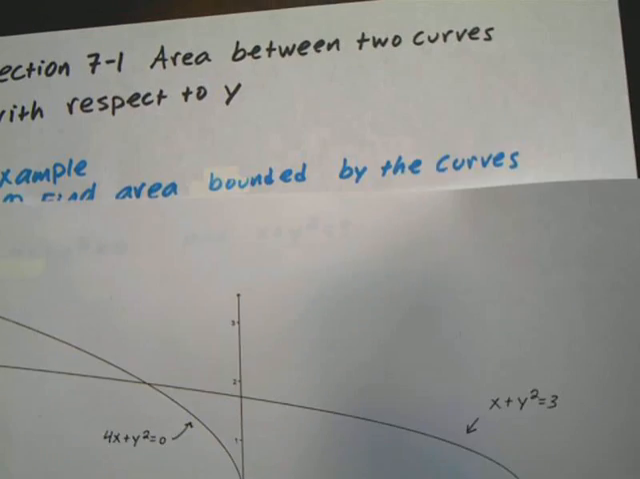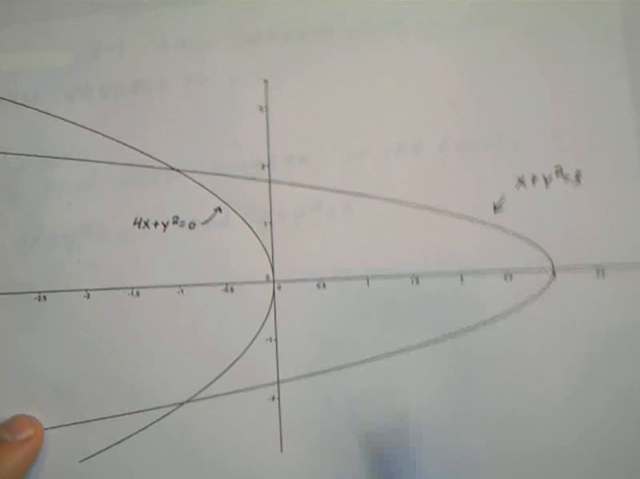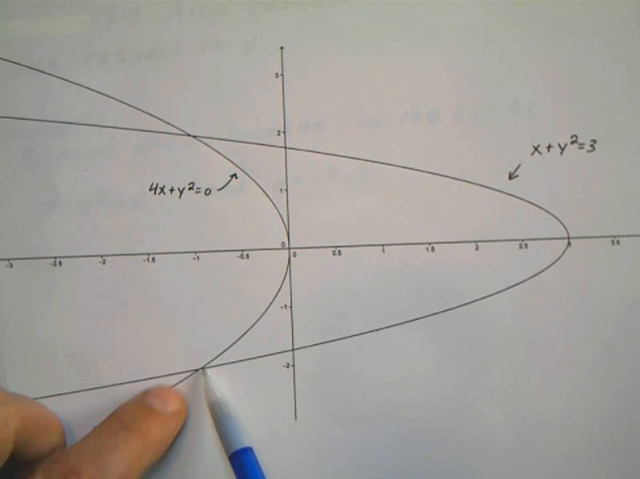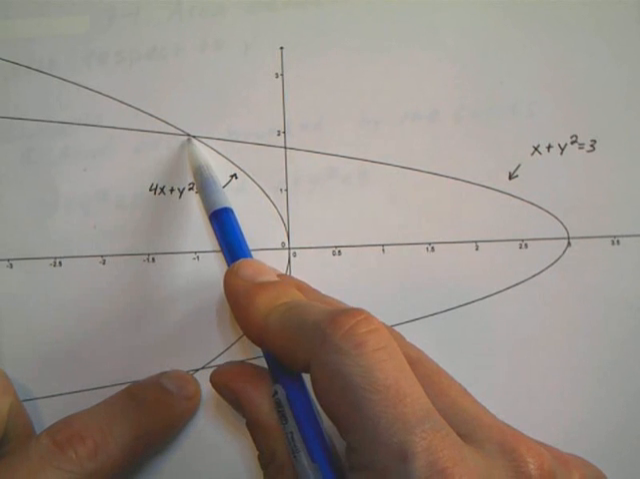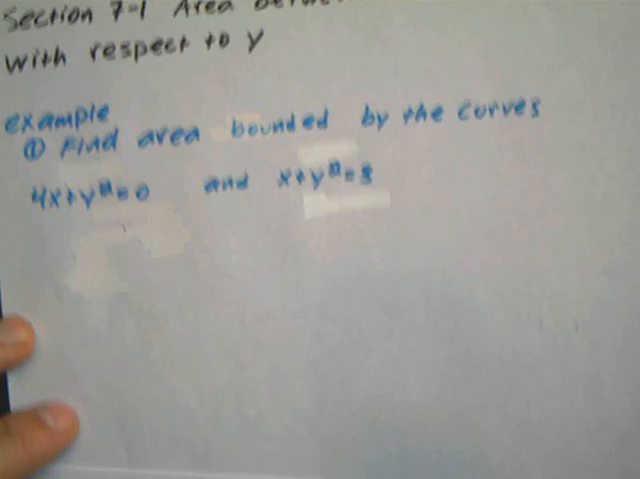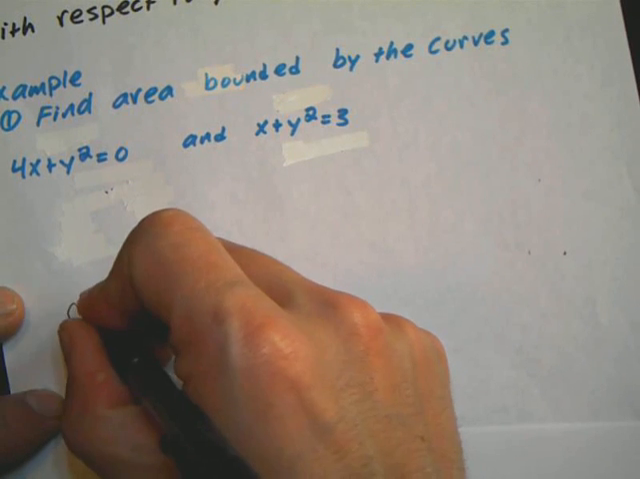Alright, so going back to this problem. I have to first of all identify the boundary region, so where they intersect. Based on the graph, they intersect at -2 for the y coordinate and +2 for the other y coordinate. So my integral is going to go from -2 to +2.